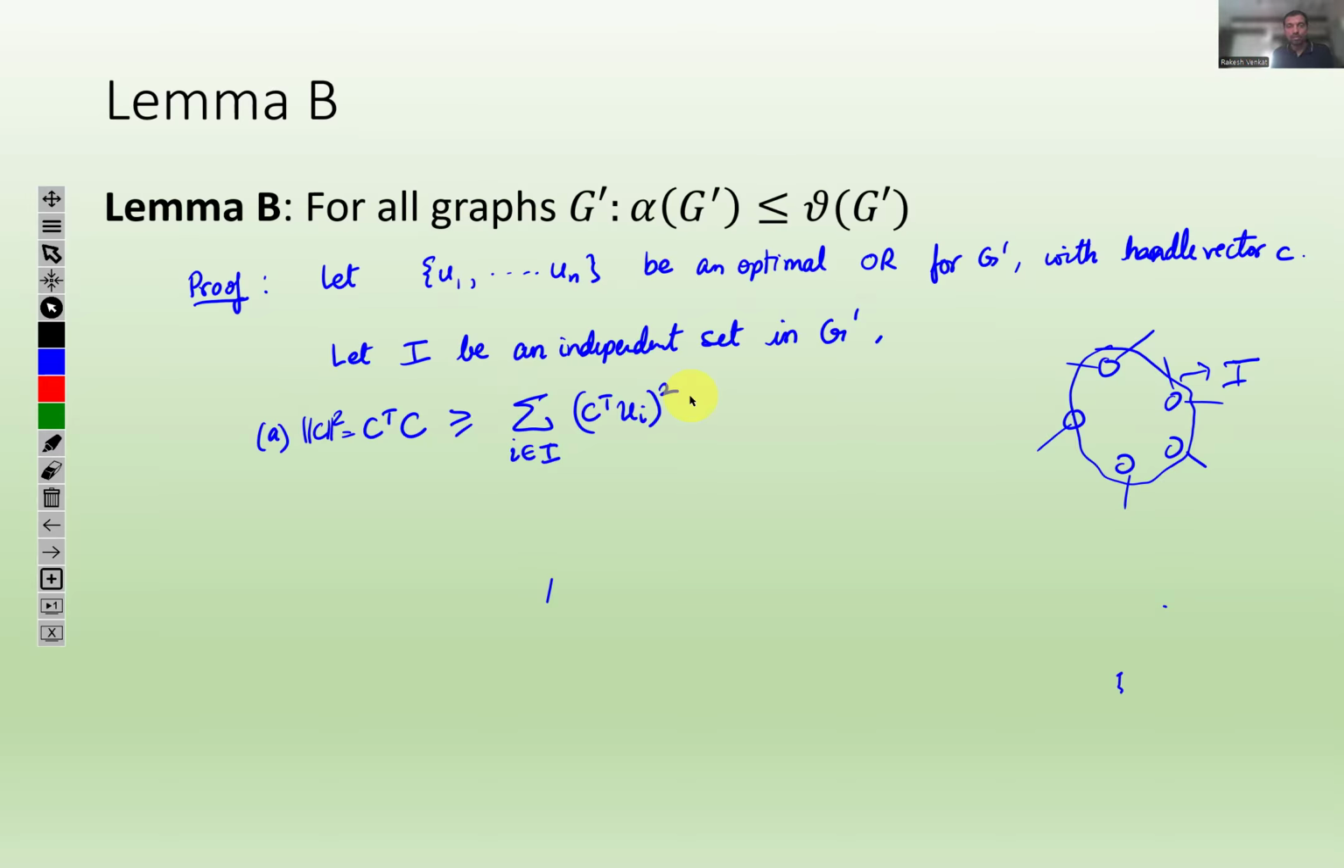Okay. Do you see why this is true? Just because they're all mutually orthonormal, right? So they are like a standard basis for a subspace of whatever dimension R, say. And therefore, if you project C on these, look at C in this extended basis, then the 2-norm squared of C is at least the summation over i in I of (C transpose u_i) squared. Okay.